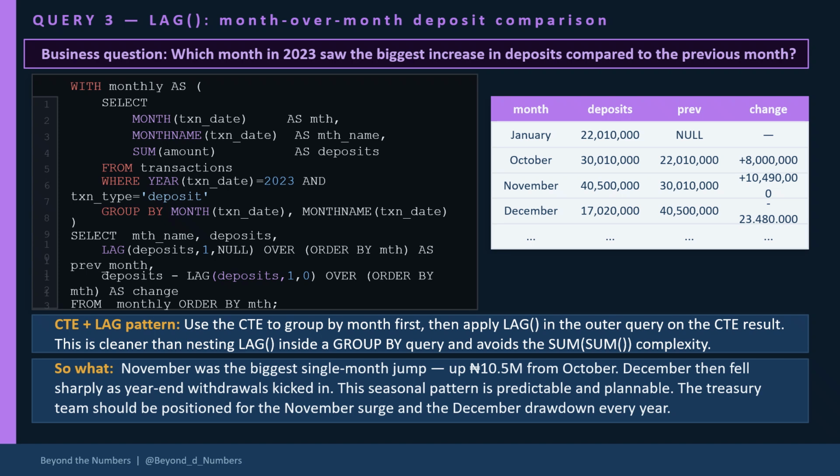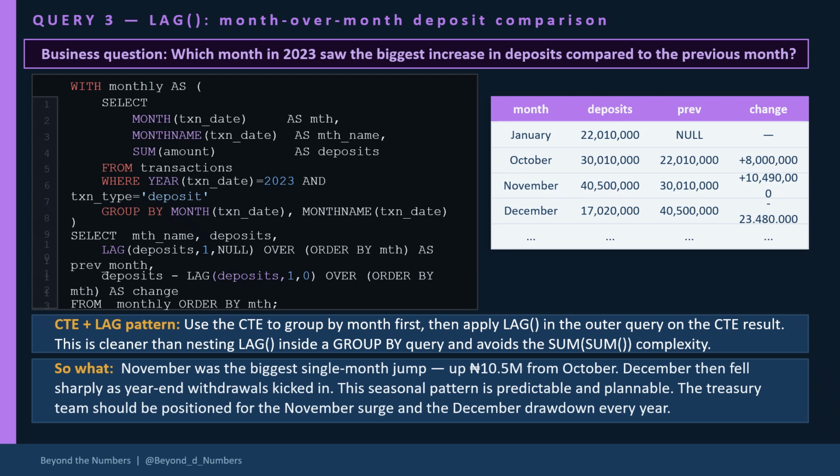Then the outer query applies LAG to that CTE result. LAG of deposits, 1, null returns the previous month's deposits. Deposits minus LAG returns the difference. Why use a CTE here? Because LAG on aggregated data inside a GROUP BY gets complicated fast. The CTE does the GROUP BY first, then LAG operates on those clean results. That separation makes the logic readable.